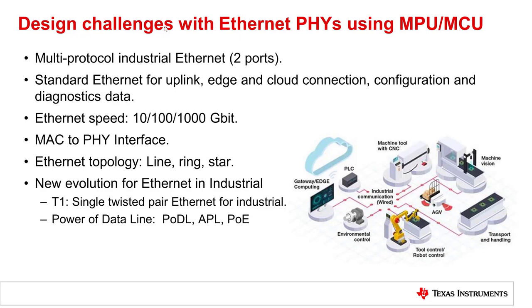Next is what kind of Ethernet speed do you need? Do you need 10 megabit, 100 megabit or gigabit Ethernet? Then followed is the MAC to PHY interface. So here we have MII, RGMII and so on. Next is Ethernet topology. Now you can have a ring, a line or a star topology. And the last one is the new evolution for industrial Ethernet. This is, for example, T1, which is single twisted pair Ethernet for industrial, or it can be power over data line, which is also meant for PoDL or APL or PoE.